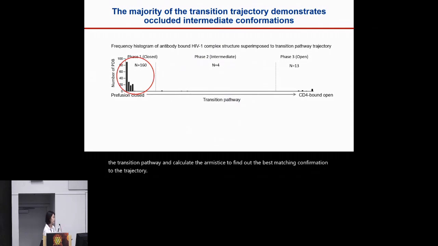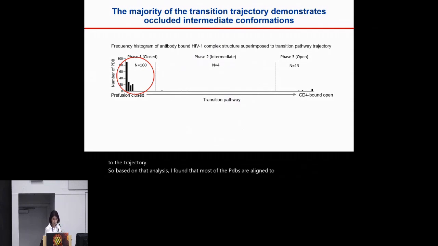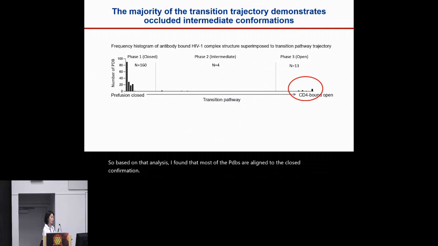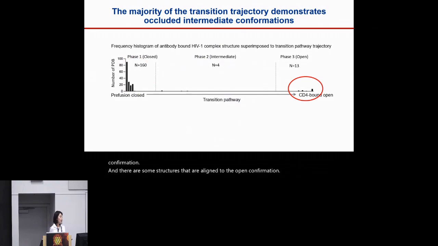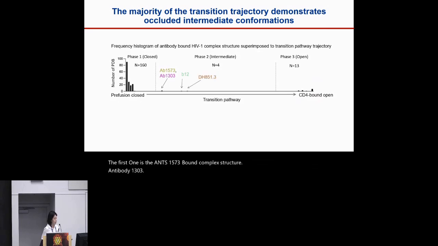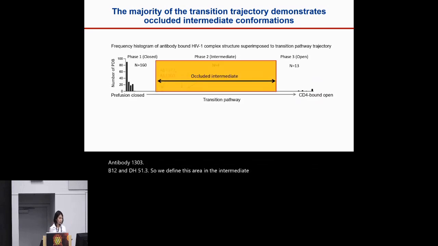Based on that analysis, I found that most of the PDBs are aligned to the closed conformation, and there are some structures that are aligned to the open conformation. It was really rare, but most interestingly, there are some structures that are aligned to the middle part. They are the antibody 1573 bound complex structure, antibody 1303, B12, and DH851.3. So we define this area in the intermediate state as the occluded-intermediate state.